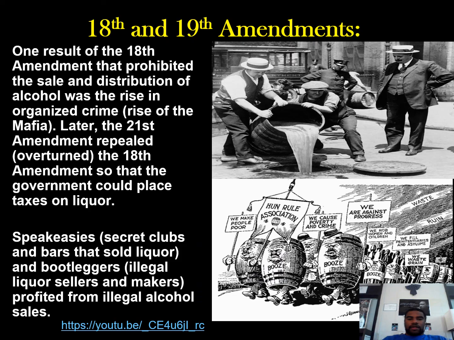Moving forward. All right, 18th and 19th Amendments. One result of the 18th Amendment that prohibited the sale and distribution of alcohol was the rise in organized crime, which is the rise of the mafia. Later, the 21st Amendment repealed or overturned the 18th Amendment so that the government could place taxes on liquor.